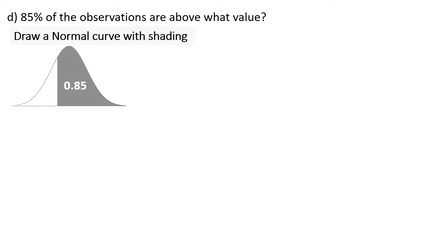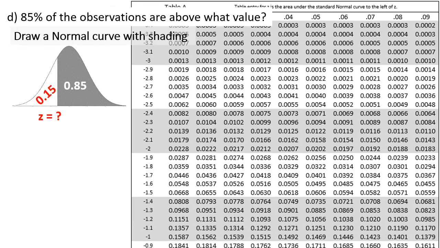Now we have to be careful. We're not going to go to the body of the table and look for 0.85, because the table always gives me shaded regions to the left. So 0.15 is what we're going to look for. We're going to find our z-score, so we're going in reverse now. We're looking for 0.15.